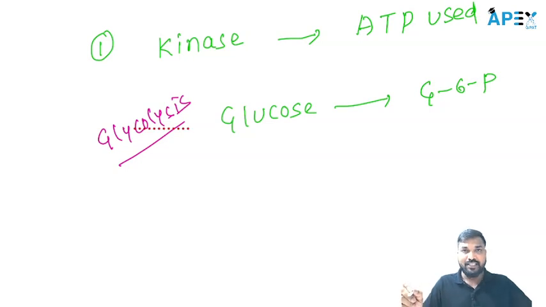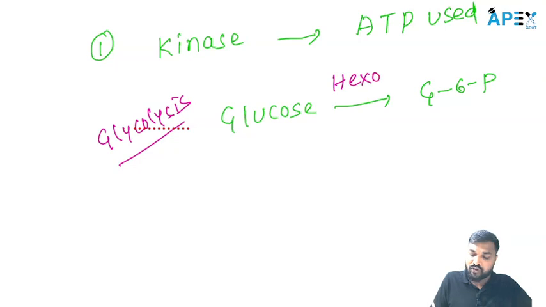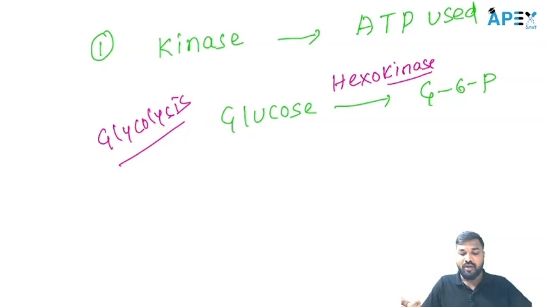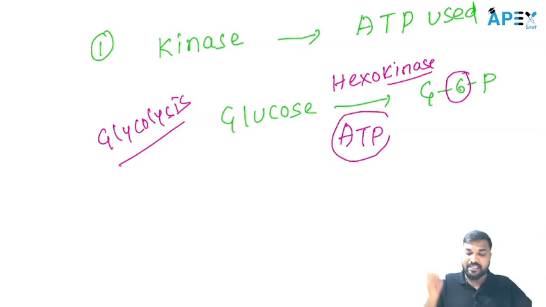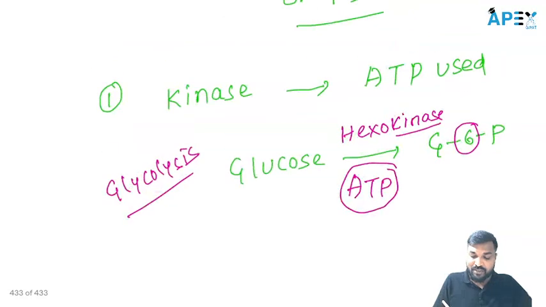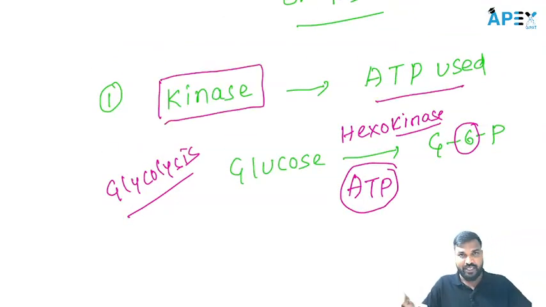And what is the enzyme used here? That is glucokinase or hexokinase. Here one phosphate is given and ATP is used. ATP is invested in this step. Remember, most of the time, wherever you see the enzyme kinase, ATP is used.